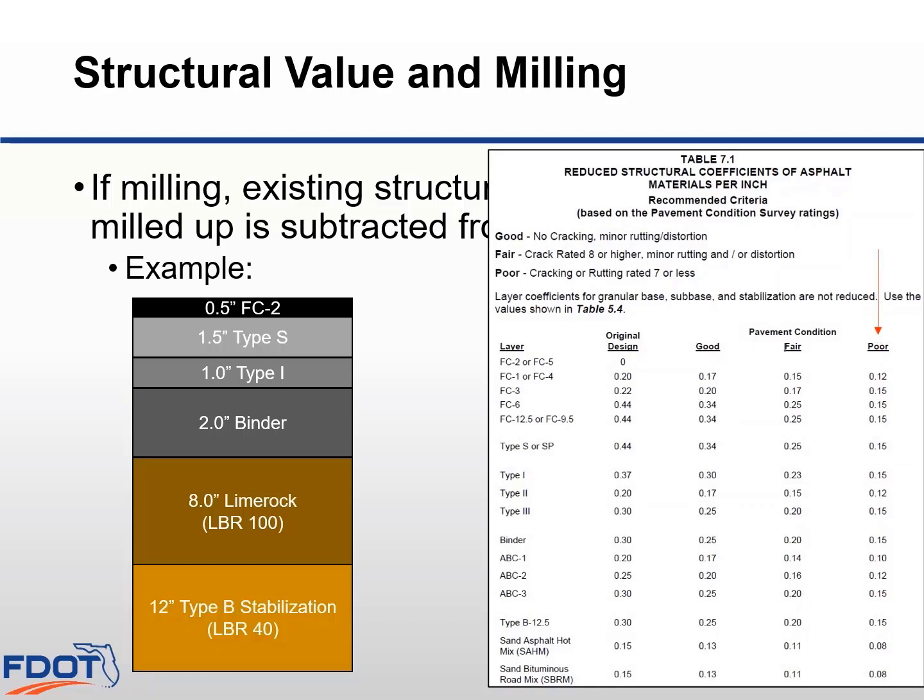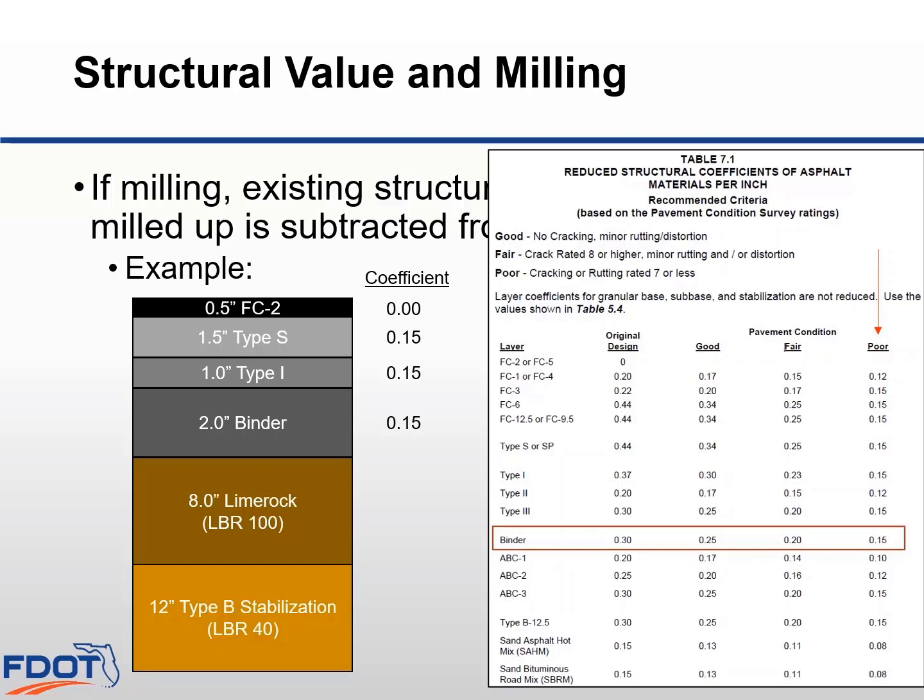The first layer is FC2, which is the older open-graded friction course mix, very similar to FC5, which has no structural value. So for FC2, even if it's in good condition, we still assign it a structural coefficient of 0. The next layer is type S, which we see has a value of 0.15, and our next 2 layers of type 1 and then binder also have a value of 0.15.